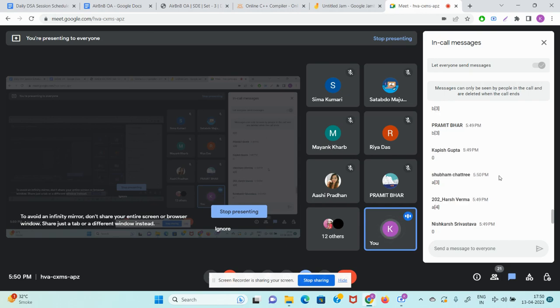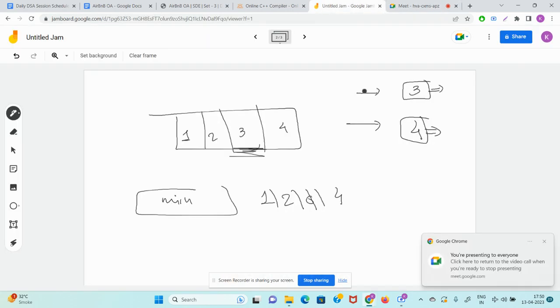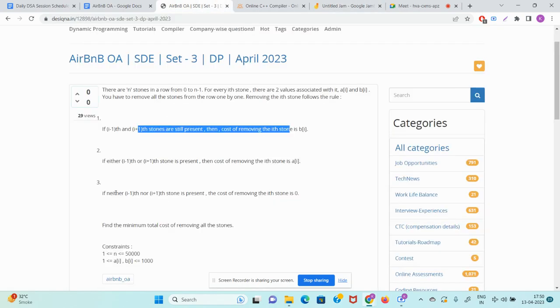Wrong. Everyone wrote the wrong answer. Only Kapish, Nishkarsh, and Jay said the correct answer. And Pramit. Why zero? There is no element to the left of 4. There is no element to the right of 4. And it is clearly written, if neither i minus 1 nor i plus 1 stone is present, the cost of removing the ith stone is 0.